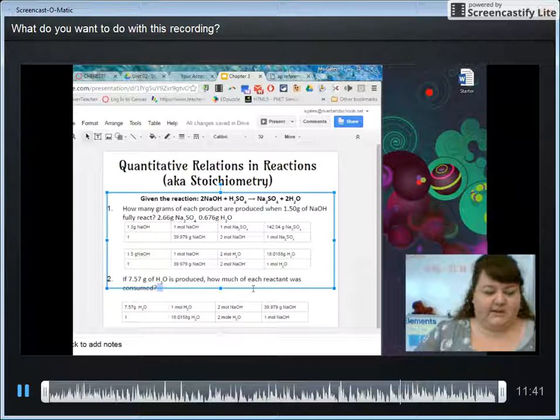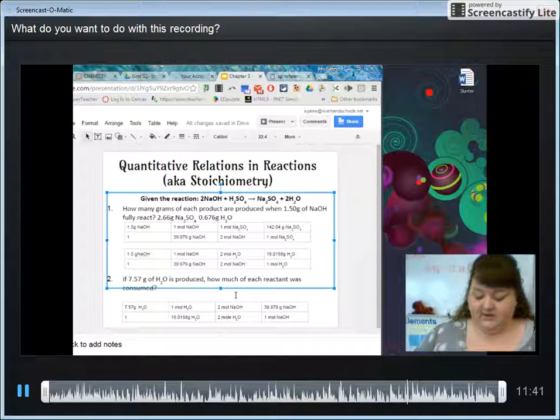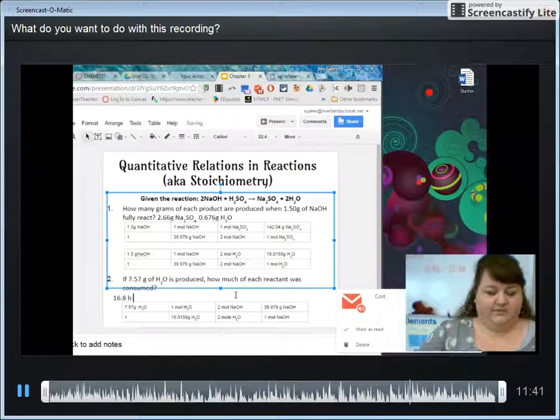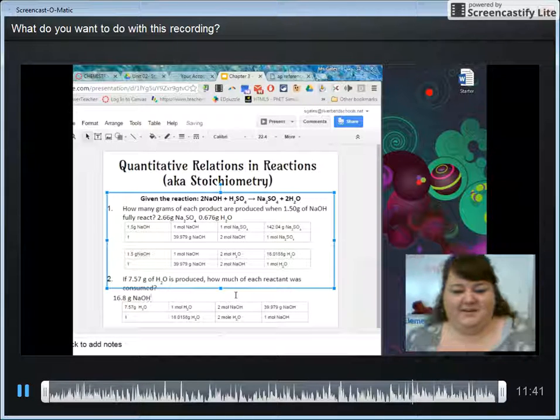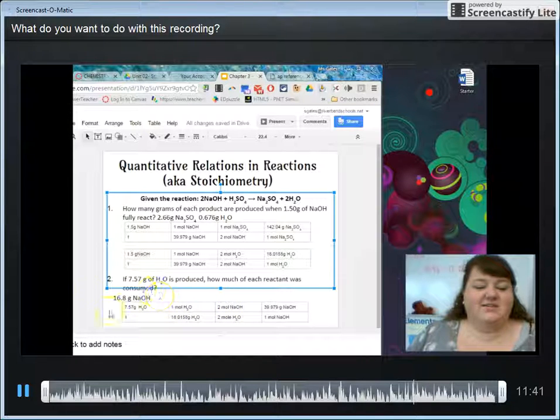Okay? So 7.57 divided by 18.015 times 39.971. So we get a final answer of 16.8 grams of NaOH. So that would be our answer. And then we could do the same thing, but we're going to repeat it to go to the other one. If you want to give that one a try, you can.